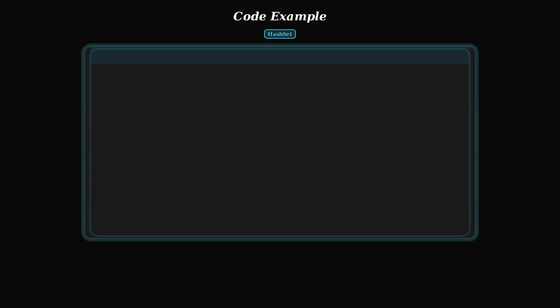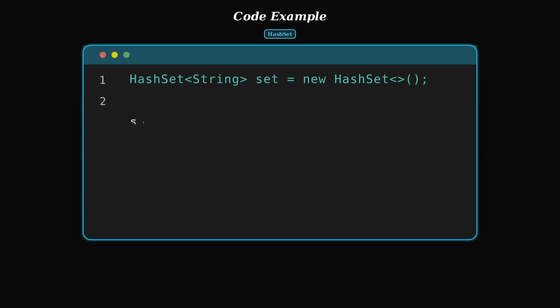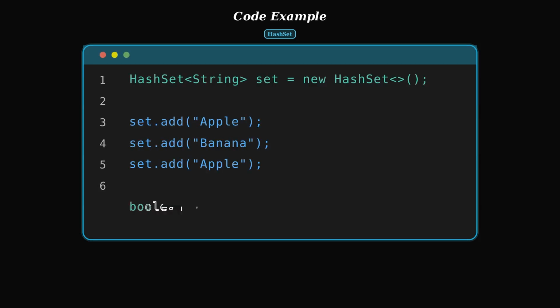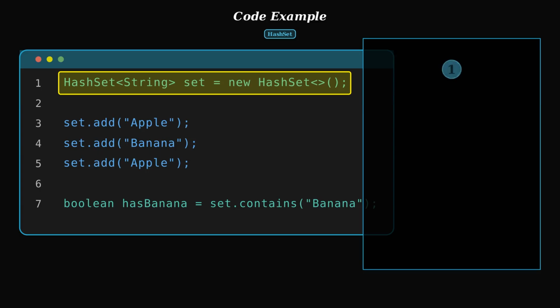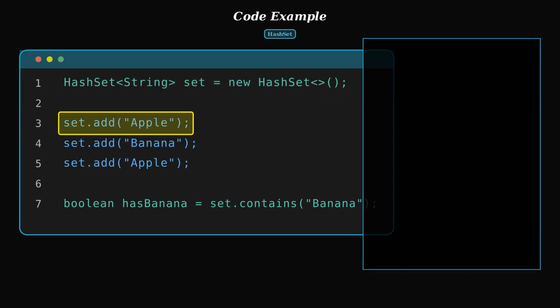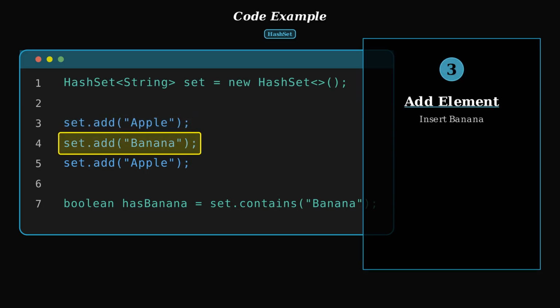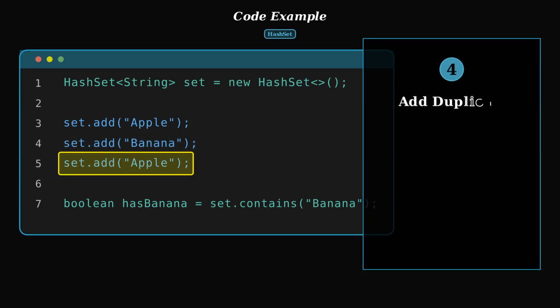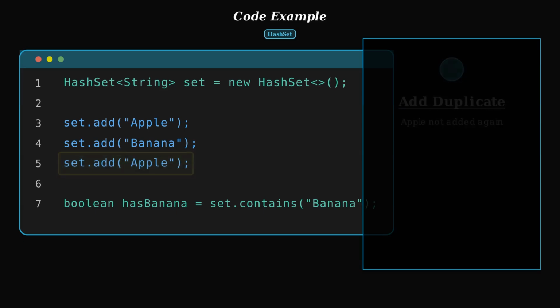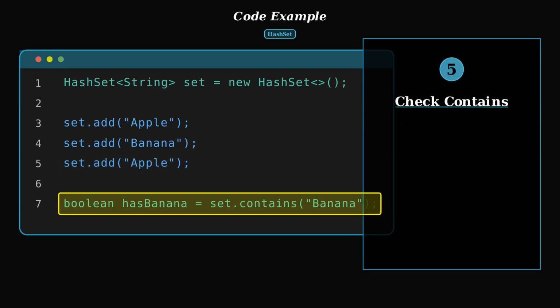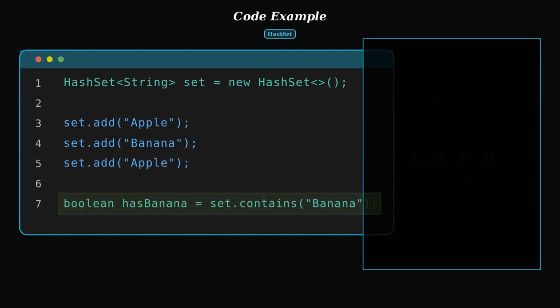Let's see how to implement HashSet in code. Here is the implementation. Create HashSet. Initialize empty set. Add element. Insert apple. Add element. Insert banana. Add duplicate. Apple not added again. Check contains. Test for banana. Now let's see the output of this code.